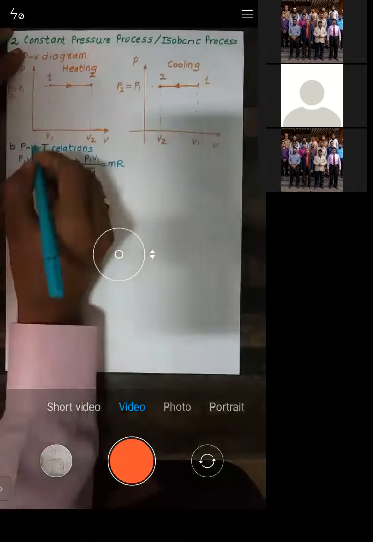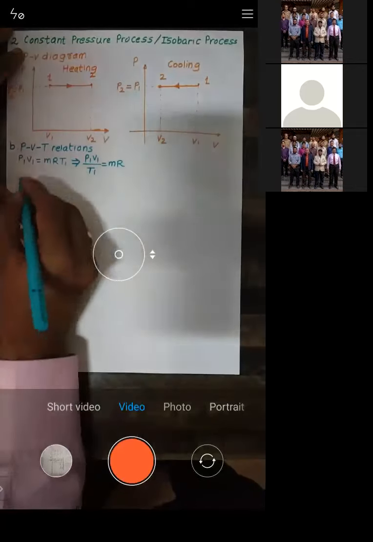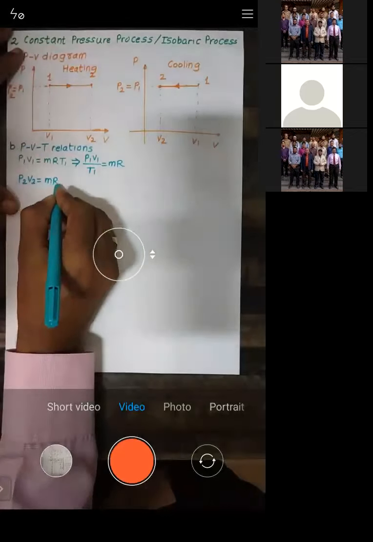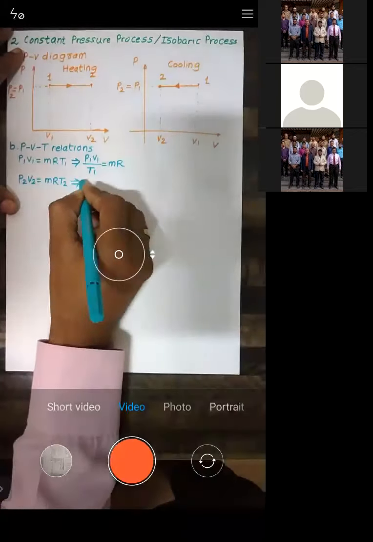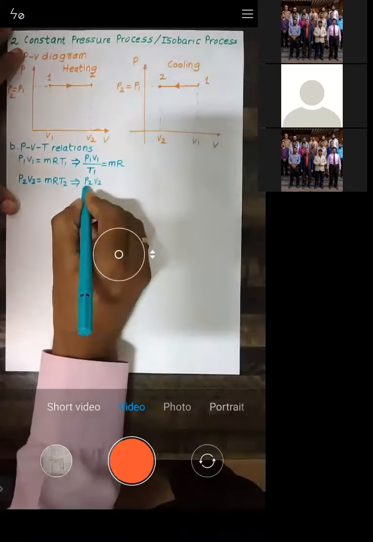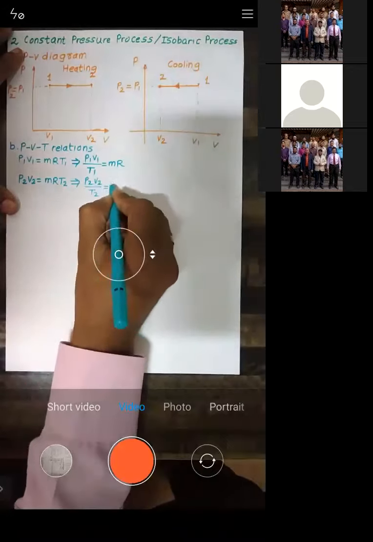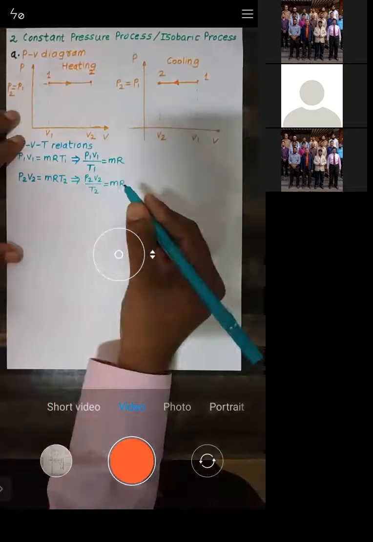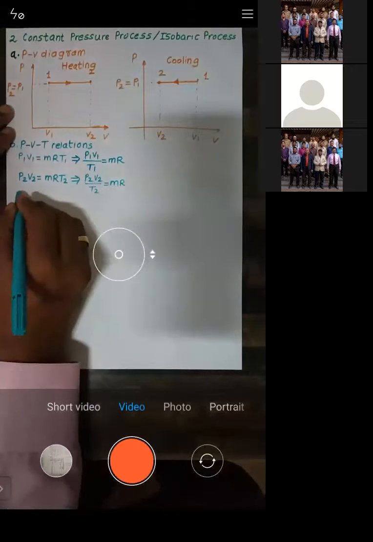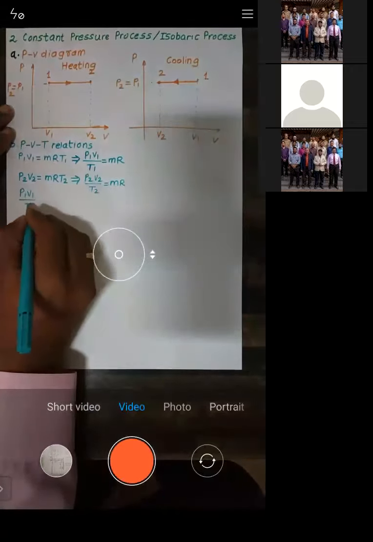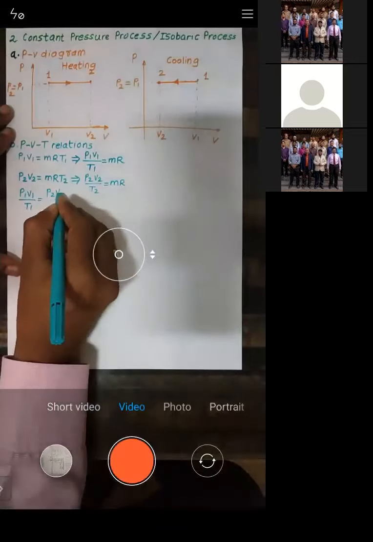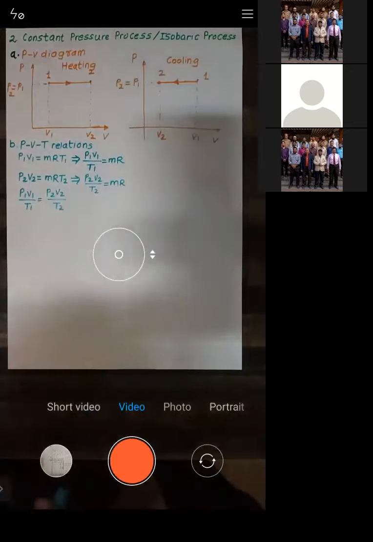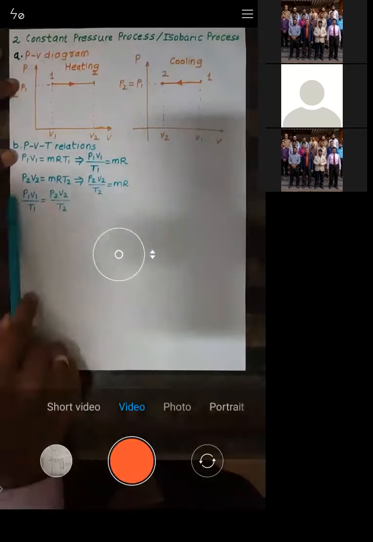I have written this for state number 1. A similar expression I will write for state number 2. P2 V2 is equal to MRT2, so P2 V2 by T2 is equal to MR, right? The right hand sides are equal, so when you equate the left hand sides, you will get P1 V1 by T1 is equal to P2 V2 by T2. This is the general equation that we got.